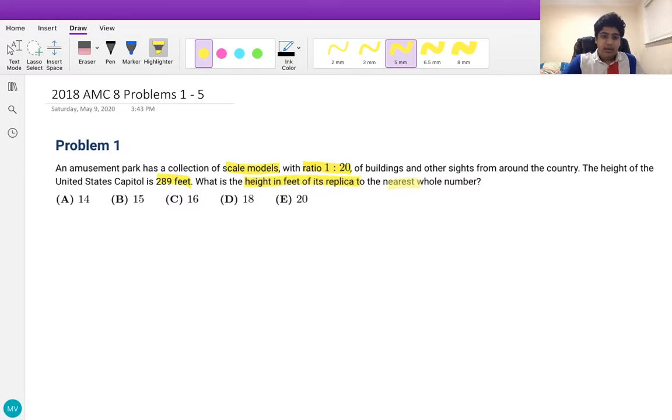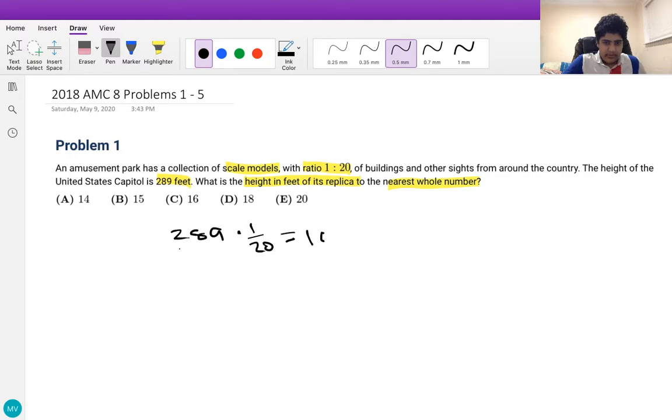So, this problem is really simple. Since we know that the scale models have ratio 1 to 20 with the originals, the originals have ratio 20 to 1 to the scale models, which means the scale models are just 1/20th of the original models. So, the scale model of the Capitol is just going to be 289 times 1 over 20, which is going to be 14 and 9 over 20. And since we want to round to the nearest whole number, this rounds to 14. And let's move on to the next question.